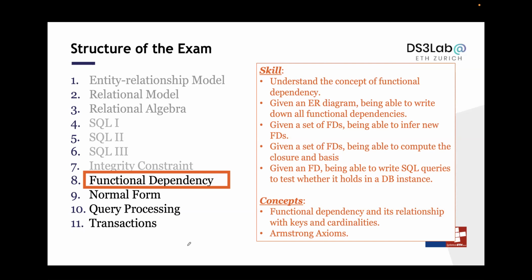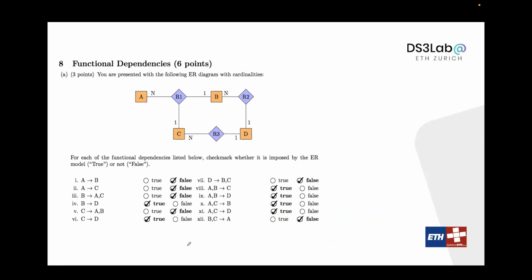So we assume you know the following concepts. We assume you know functional dependency and its relationship with keys and cardinalities. We assume you know Armstrong's axioms, the 3 different axioms. So this is just one example.